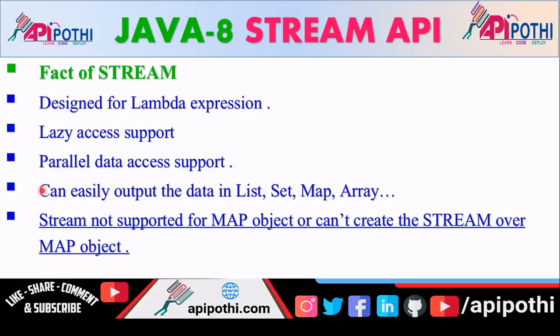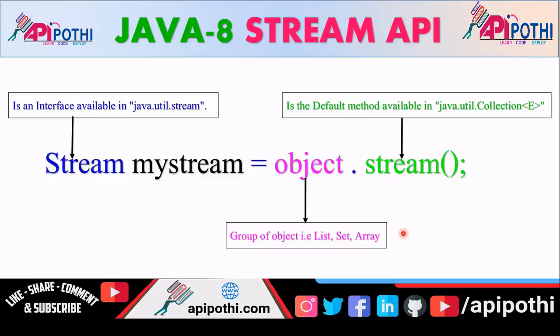So we can easily save the data, or output the data to the desired place where we want to move it, as a list, set, map or array. Now, as we already understood, stream is not supported for the map, meaning that map.stream is not there. We can't create a stream over the map object.